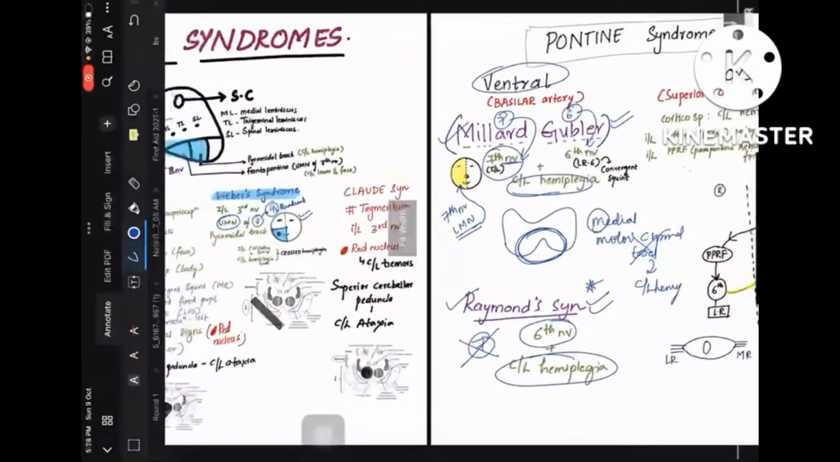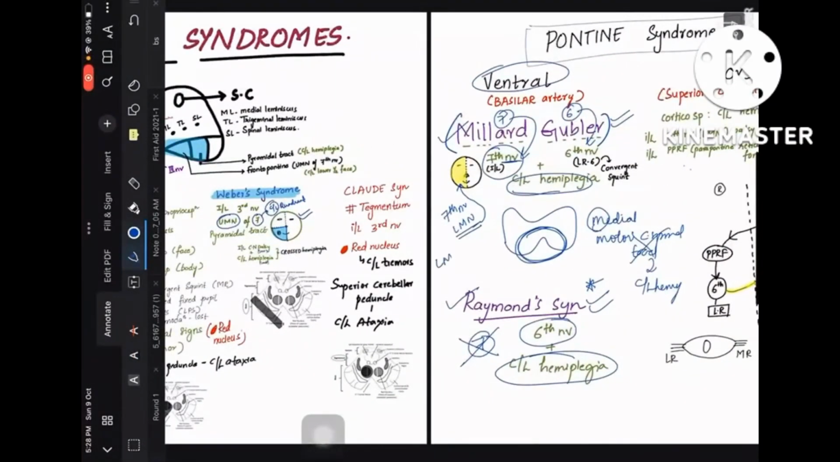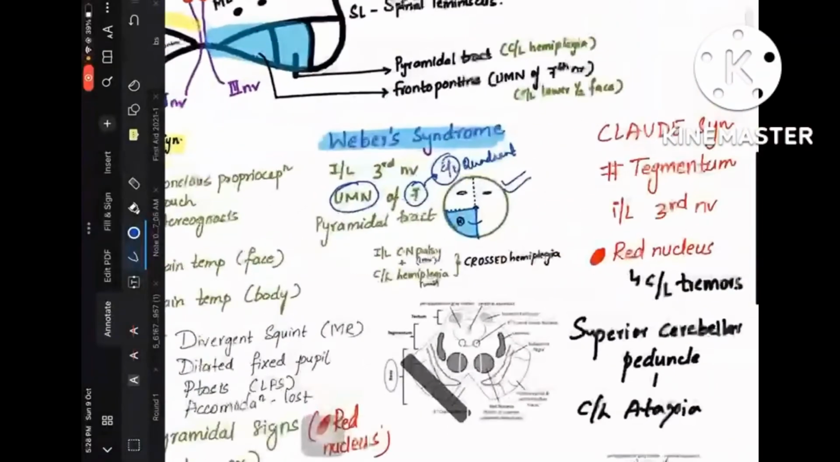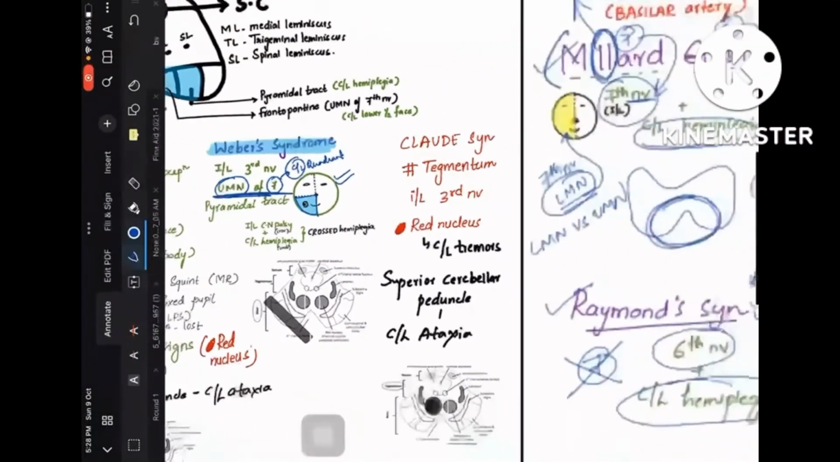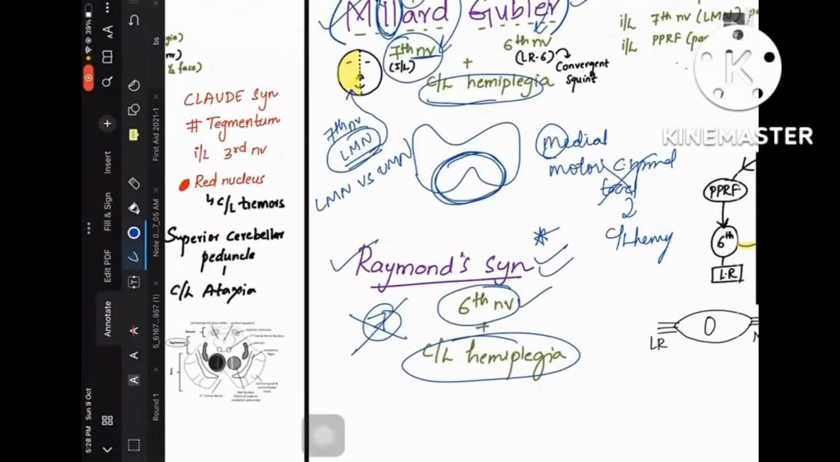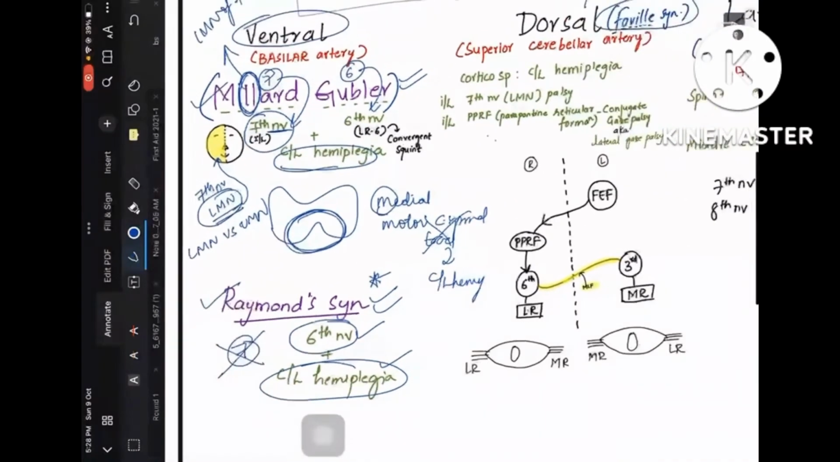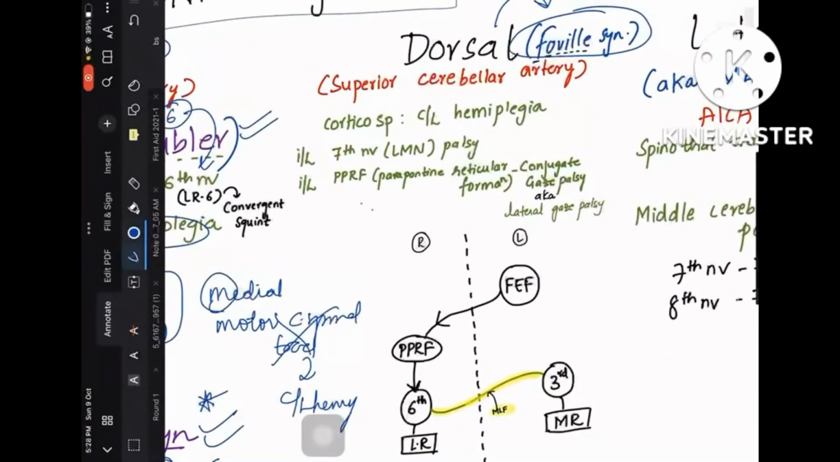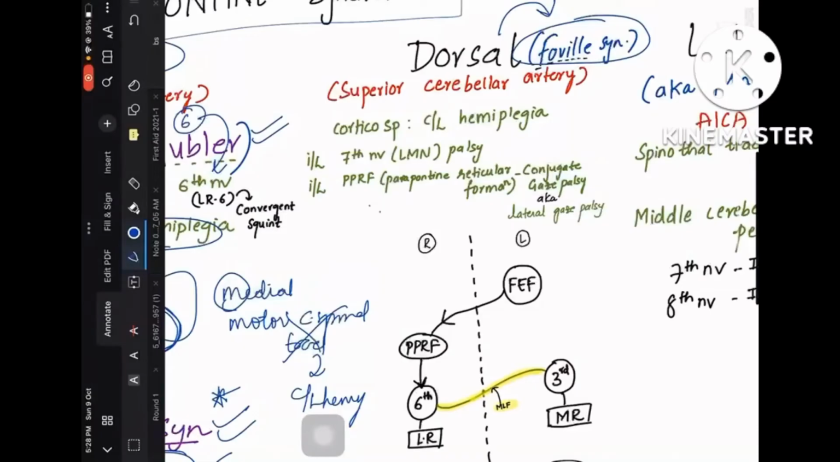I'll explain in a separate video regarding this LMN versus UMN of the seventh nerve, guys. For now, remember that in Millard-Gubler, it is LMN palsy. Remember, like M, both L's, that is LMN palsy of the seventh nerve. Whereas in Weber's syndrome, it is the UMN type of seventh nerve. Coming to Raymond's, it is only the sixth nerve and contralateral hemiplegia is common. Next, dorsal. Dorsal is Foville syndrome. So in Foville syndrome, remember the word Foville also has 7 letters.